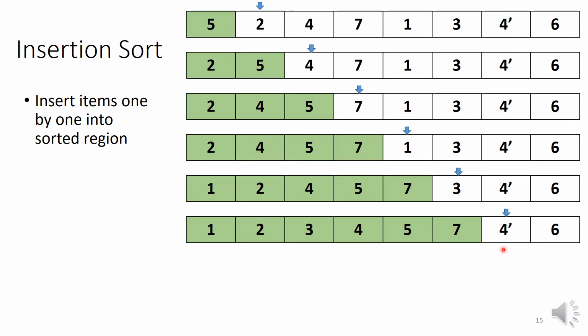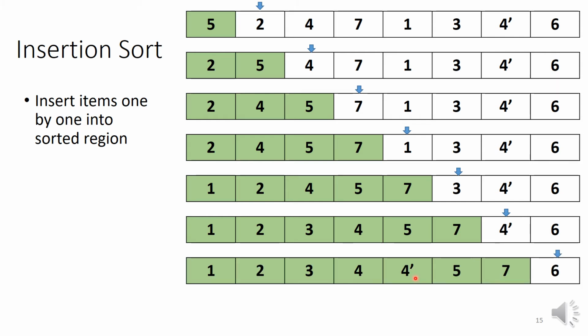Now 4. By the way, there are 2 4s in this array. We mark the second 4 so we can see how this algorithm handles multiple copies of a value. This 4 is inserted right after the first 4. We like this as it preserves the relative order of the 2 4s.